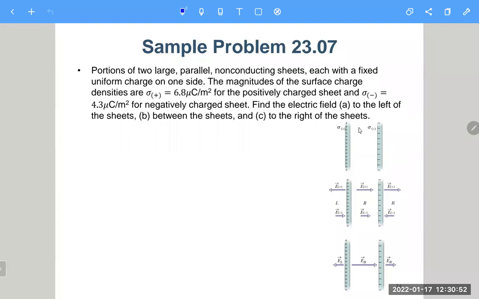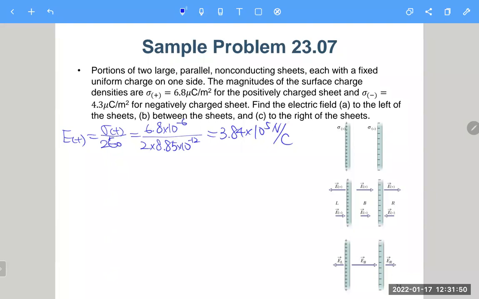Okay, so here we try to calculate E plus, which is sigma plus over 2 epsilon naught, because in this case it will generate the E field on both the left side and the right side. So it is 6.8 times 10 to the negative 6 over 2 times 8.85 times 10 to the minus 12. So this one is 3.84 times 10 to the 5th Newton per Coulomb. So this is E plus generated by this plate on both this side and this side.